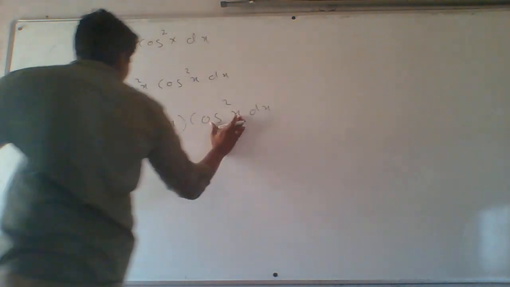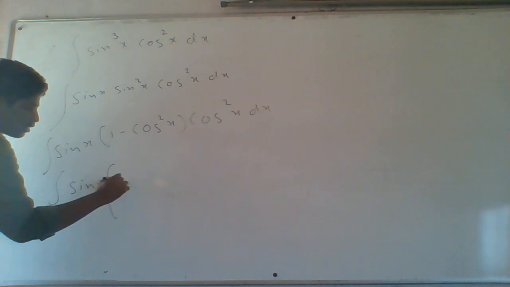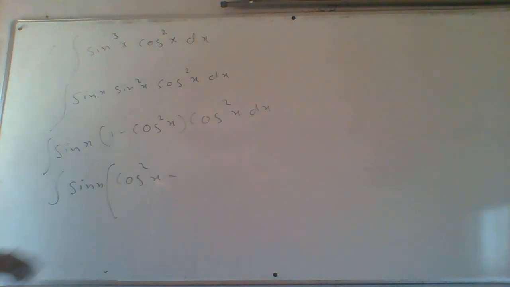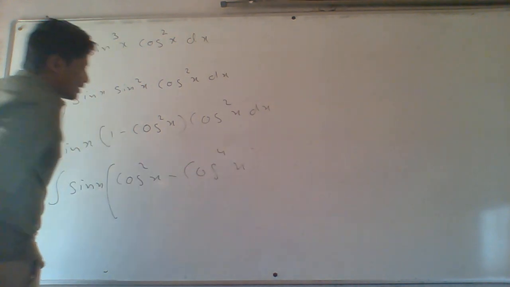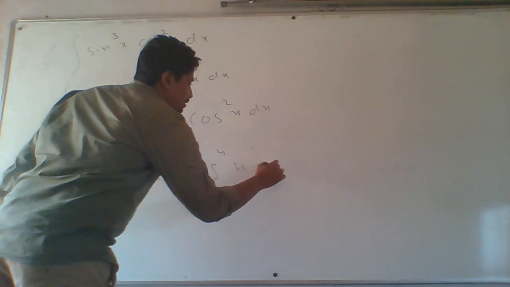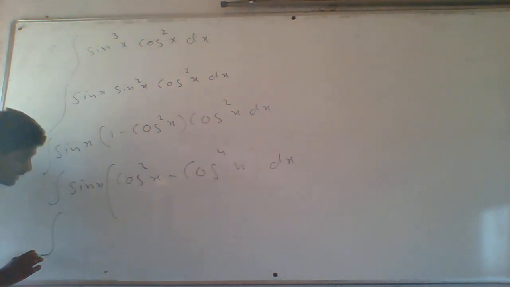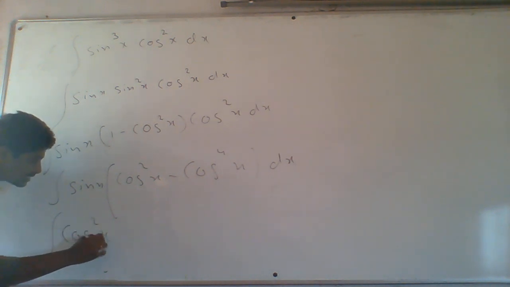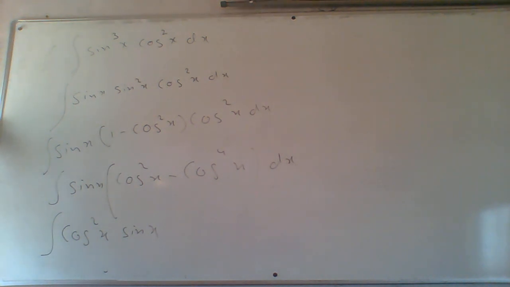Okay? Now multiply this cos square x into 1. It is sin x into cos square x minus cos square x into cos square x, which is cos power 4x, dx. See here, now split the integral here. Integral cos square x sin x dx minus integral cos power 4x sin x dx.